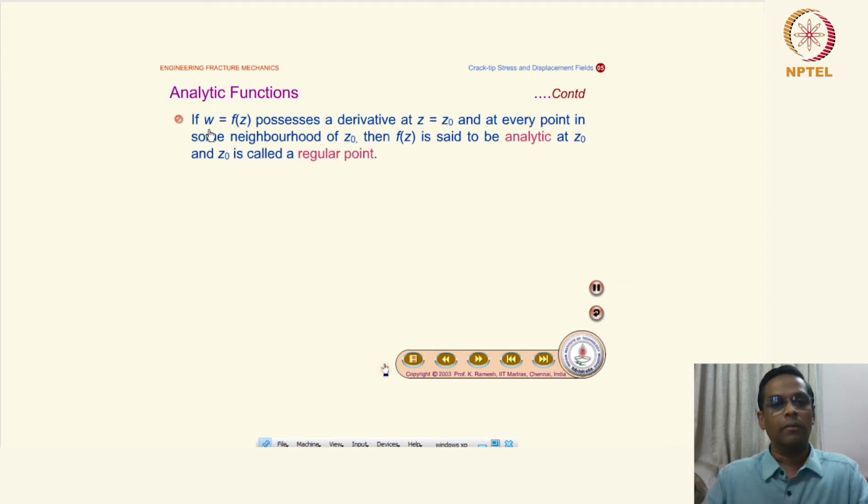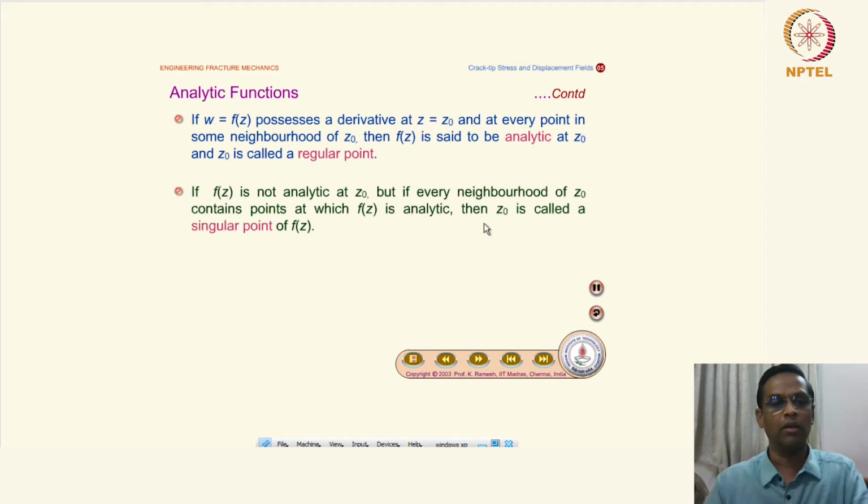Another important point to note from the analytic functions: if w is f of z, and it possesses a derivative at z equal to z naught, and at every point in some neighborhood of z naught, then f of z is said to be analytic at z naught, and z naught is called a regular point. So these are some of the basic definitions for analytic functions, given just for completeness of the knowledge.